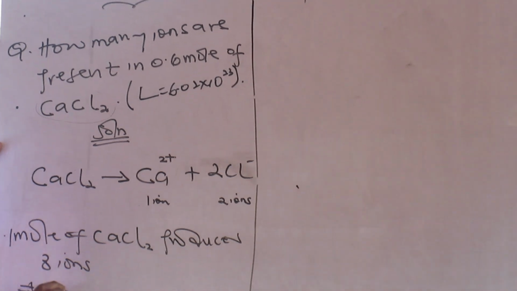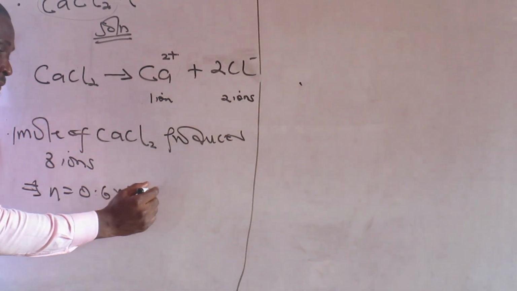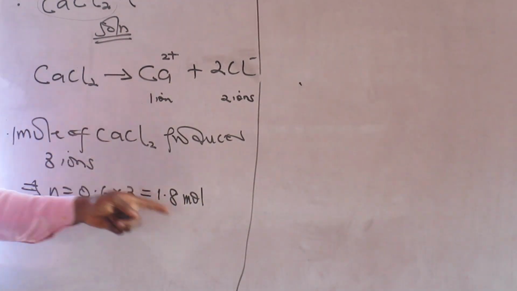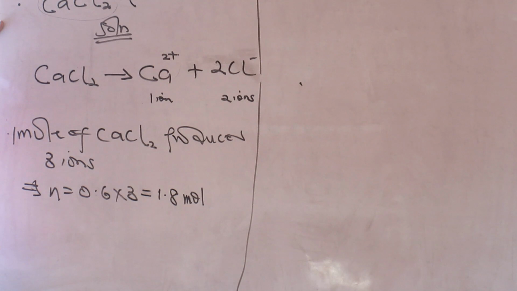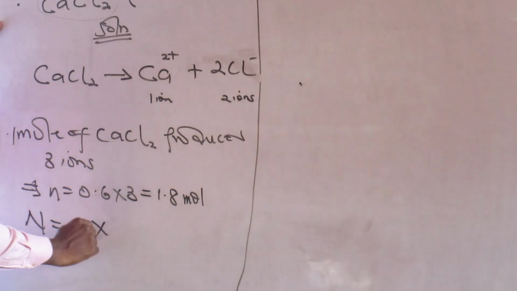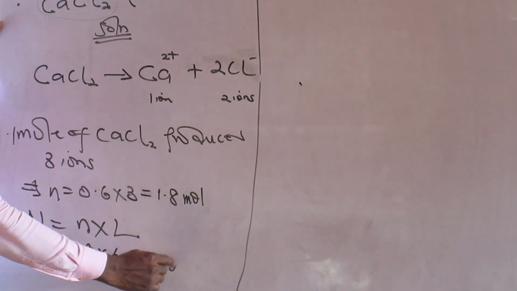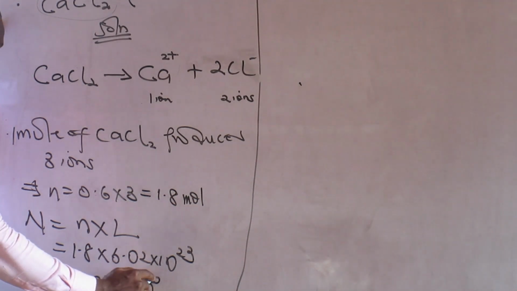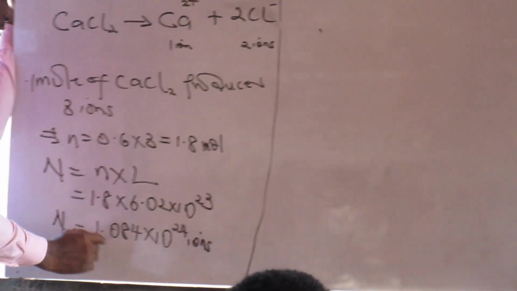So my number of moles will be 0.6 by 3, okay? Now what's the answer here? 1.8 moles. Now, how many ions? Are they not looking for the number of entities, capital N? So the number of entities is this, by that, right? So there's 1.8 by Avogadro. Confused? 1.08 times 10 to the power 24. How many ions? Ions. Are you okay?